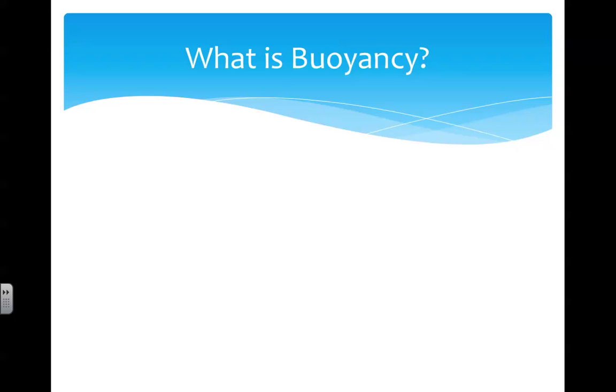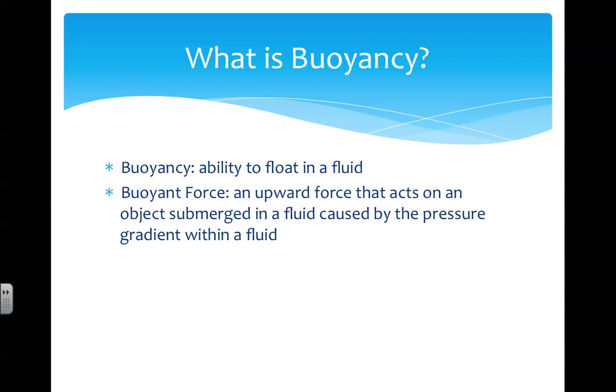Buoyancy is defined as an object's ability to float in a fluid. For example, wood floats on water and helium floats in air. Buoyancy also explains why objects feel lighter when submerged underwater or in another fluid. A buoyant force acts on objects submerged in fluids, which causes objects to float or even feel lighter.